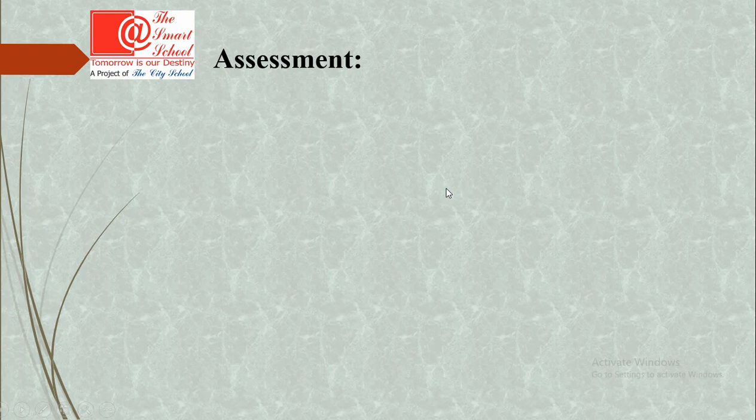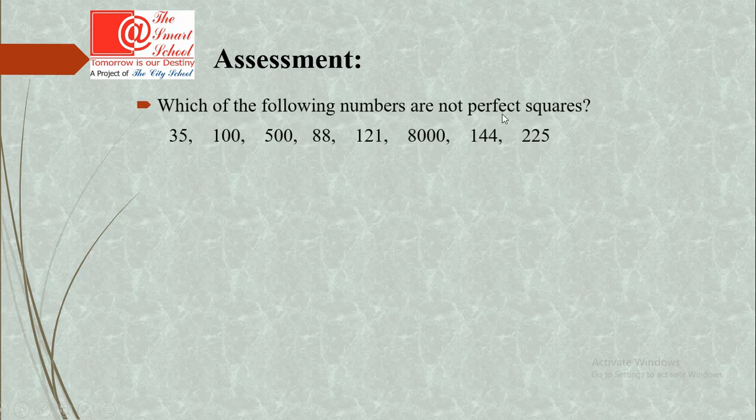Now the assessment. Which of the following numbers are not perfect squares? We can easily find this, which numbers are not perfect squares. Obviously this first one is not a perfect square, 100 is a perfect square, and 500 is not a perfect square, same as 88, and 80,000 is not a perfect square. 100 and 121 and 144 and 225 are perfect squares.